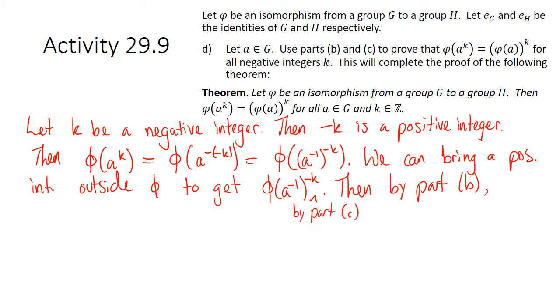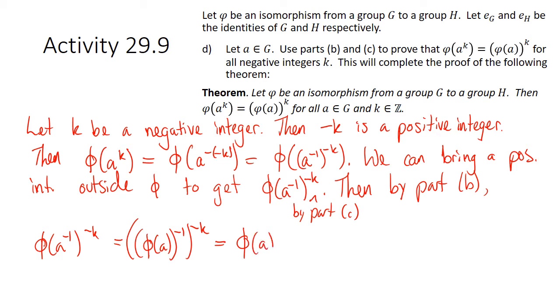And then by part B, we can also bring the inverse part, the negative 1 power of a, also outside. Let me start with what I had before. So the inverse to the negative k equals, okay, and then we can do it like this. So this will be phi of a inverse, oh, I don't want to use brackets because we have a special meaning for that, to the negative k, like that. Okay, and then we can combine those two powers back together like this. So this will be phi of a just to the k. Okay, I hope that made sense to you.